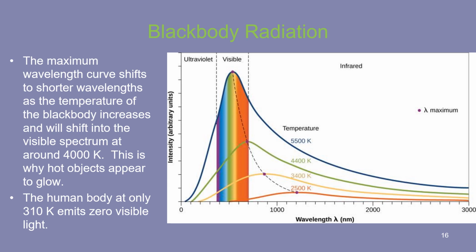This is why hot objects appear to glow, because they start to have this visible wavelength. Just interesting, the human body at 310 K emits zero visible light, so that's why when the lights go out, we're not glowing and we can't see other people.